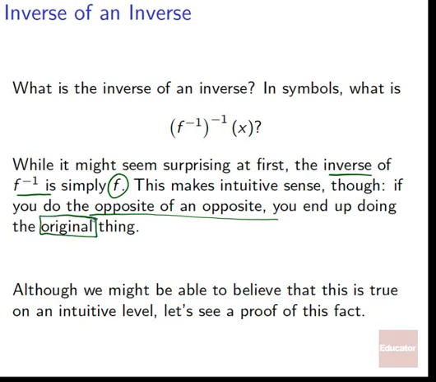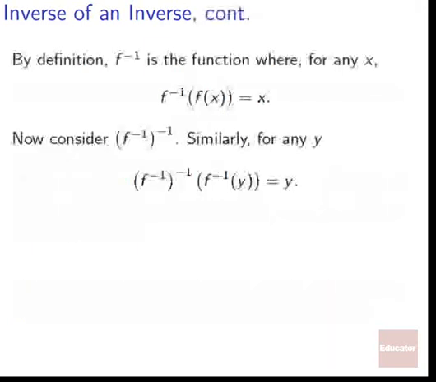If you do an action, and then you do the opposite of that action, and then you do the opposite of that action, then you must be back at your original action. So we might be able to believe this on an intuitive level. It makes sense intuitively that two opposites get us back to where we started, but let's see a proof of this fact formally, in formal mathematics.